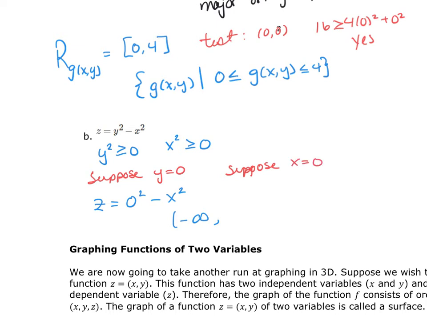Now suppose that x is equal to 0. Now remember, I have no restriction on my domain because it's y squared minus x squared. So if x is equal to 0, then if I take a very large or even a very small negative number and I square it, it's going to become even larger. So that means my range is going to be everything. So my range of z is going to be negative infinity to infinity.